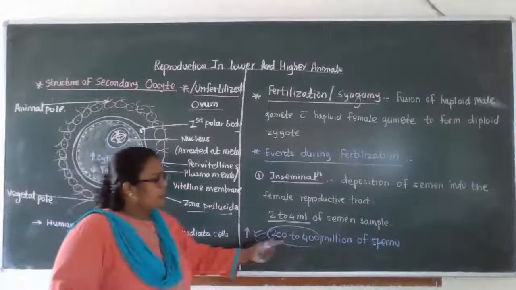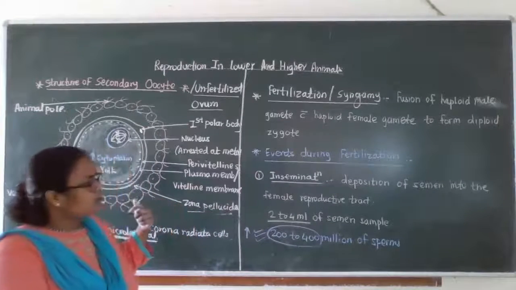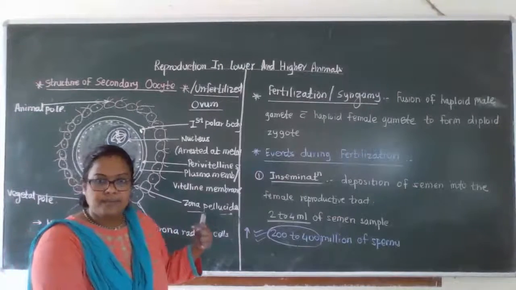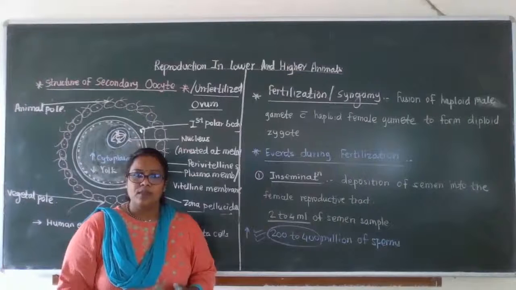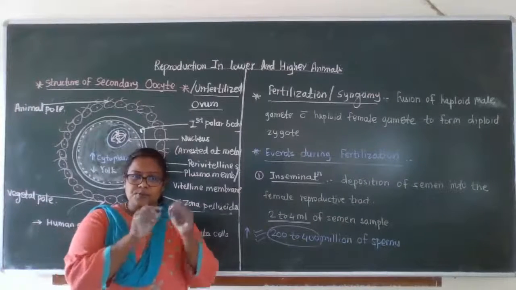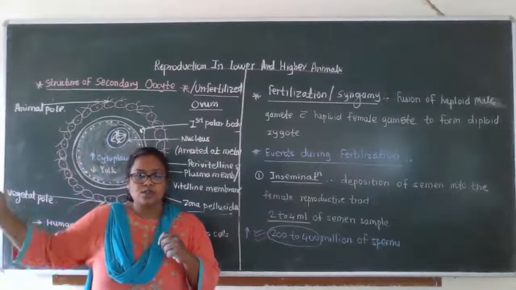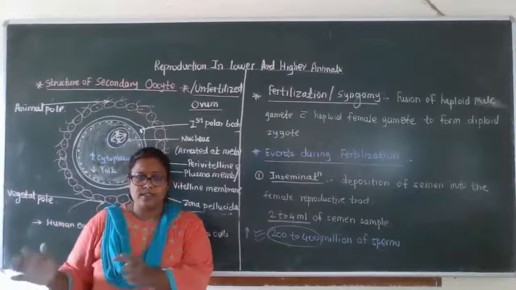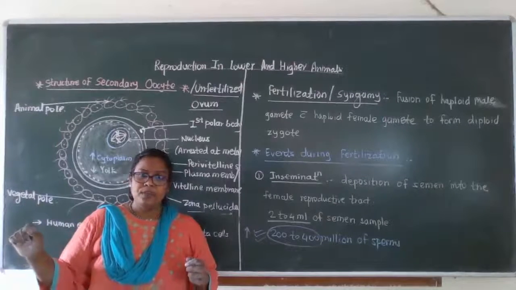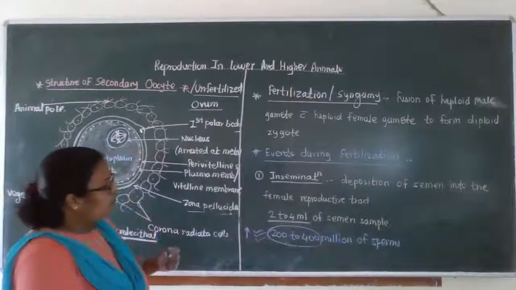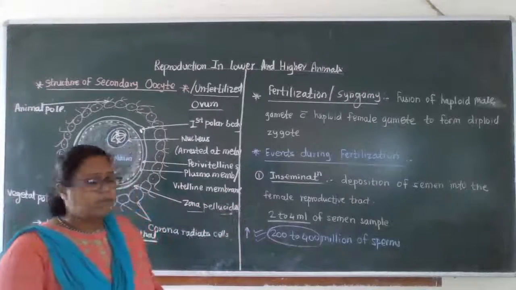But all these sperms can't reach the secondary oocyte. Why? Because there are so many obstacles. In the path where the sperm enters and reaches towards the ovum, there are so many obstacles. This journey is filled with so many obstacles, so we will study all these. Clear, everyone? First one is the insemination.